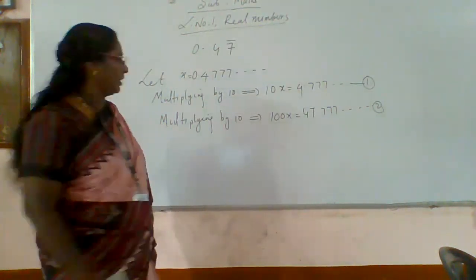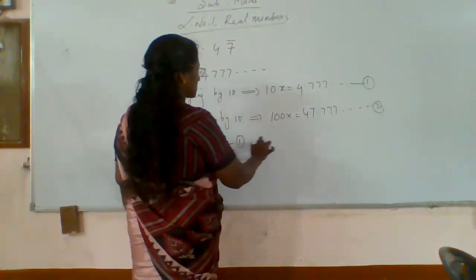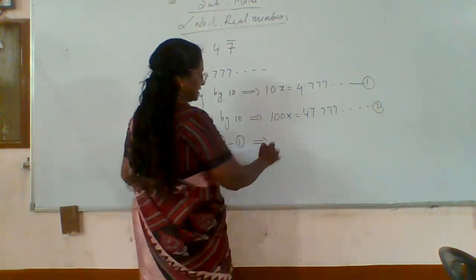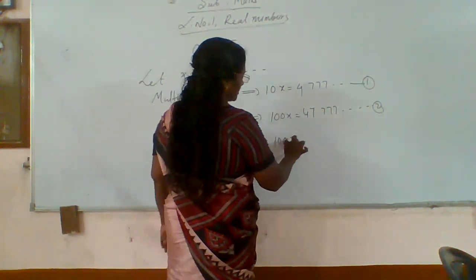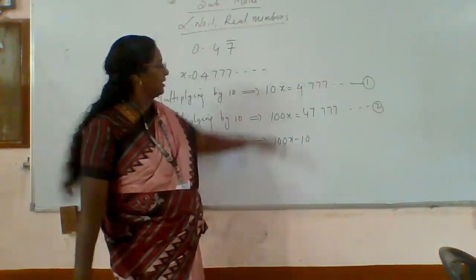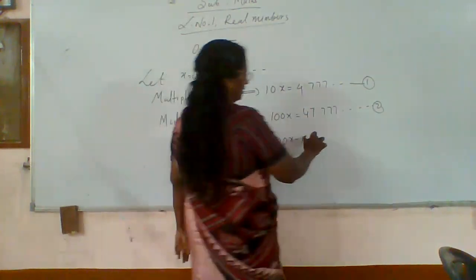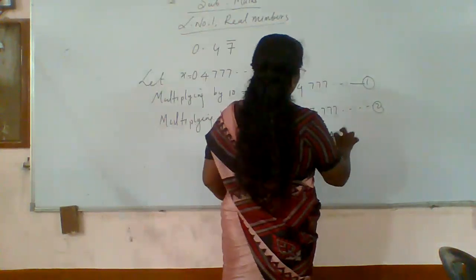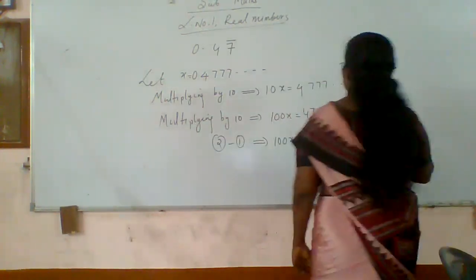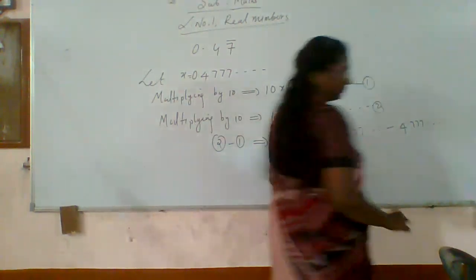Okay. Now as usual, equation number 2 minus 1, listen here: 100x minus 10x. Second equation minus first equation, LHS part subtracted. That is equal to 47.777 etc. minus 4.777. Clear?